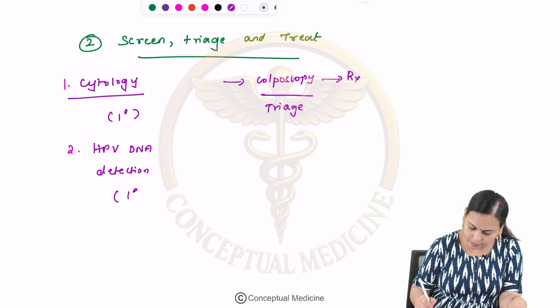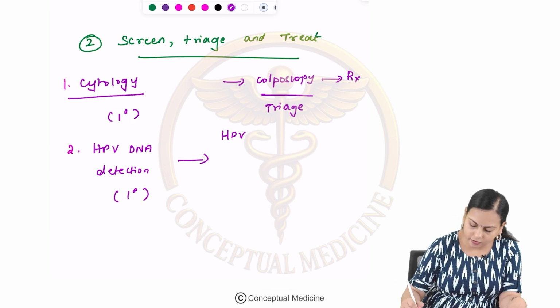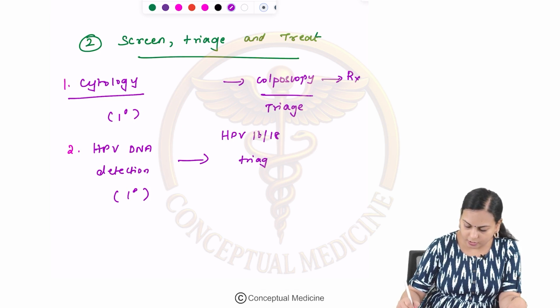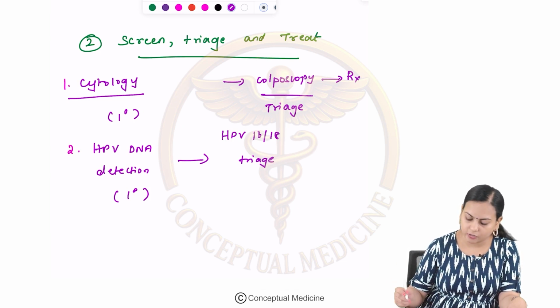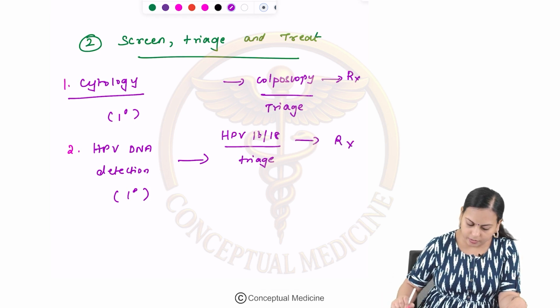This will be used as a primary screening test, and this will be followed by, when HPV DNA is positive, you have to check for HPV 16 or 18 triage. Okay, when already positive for the HPV test, then you have to check whether it is 16 or 18. So this will be the triage, and after this it will be followed by treatment.